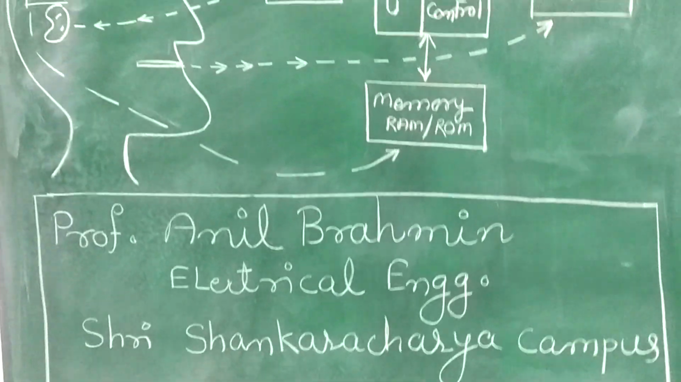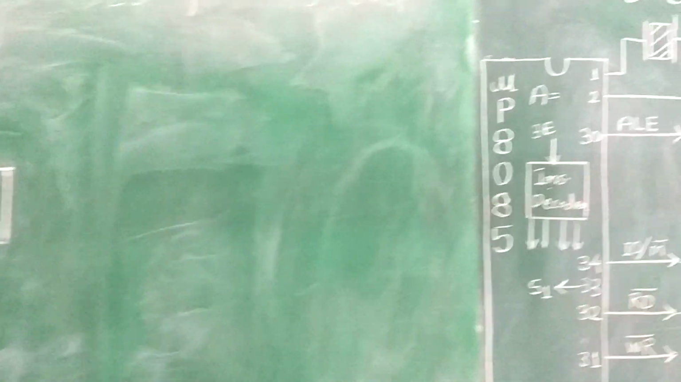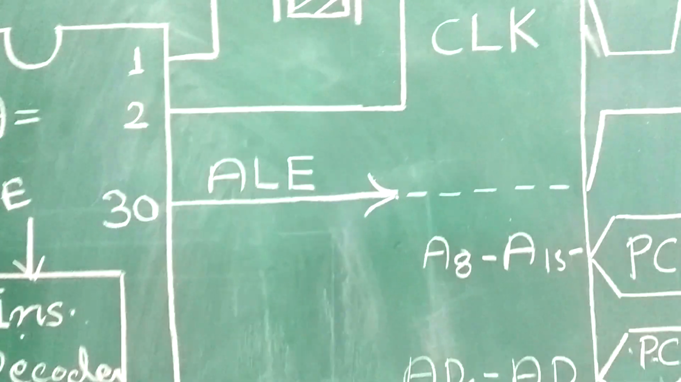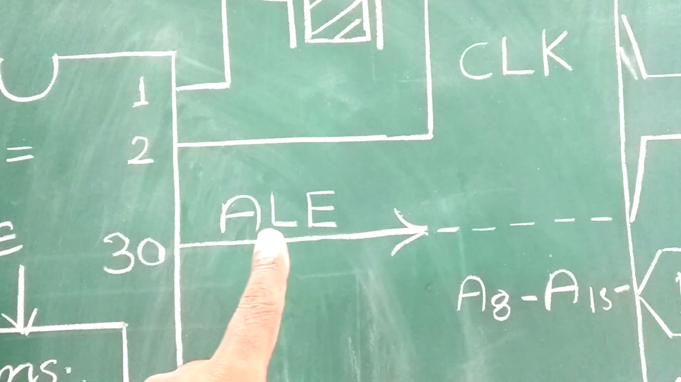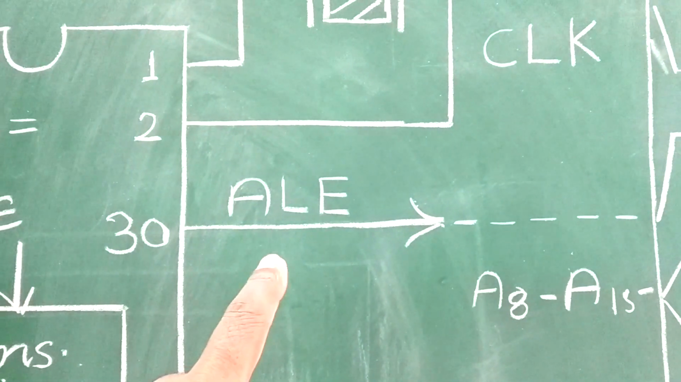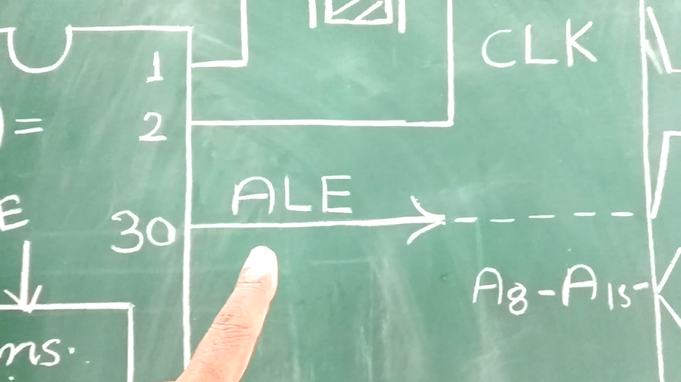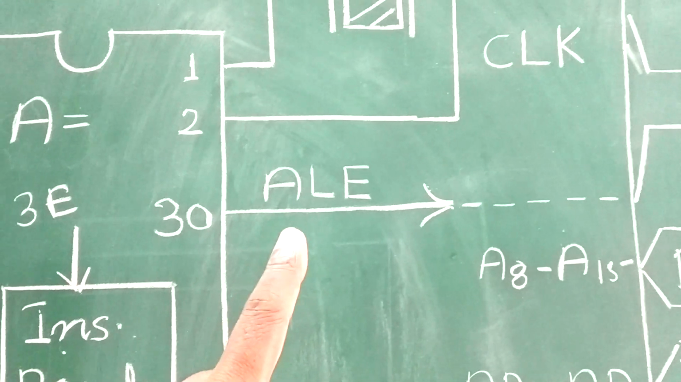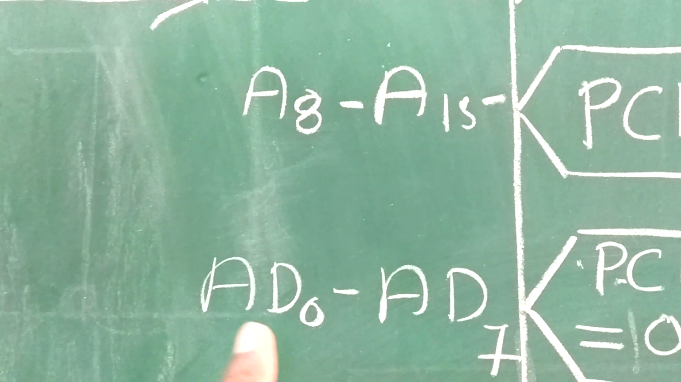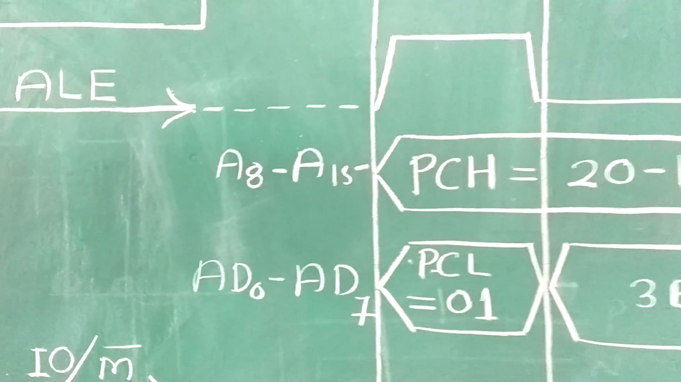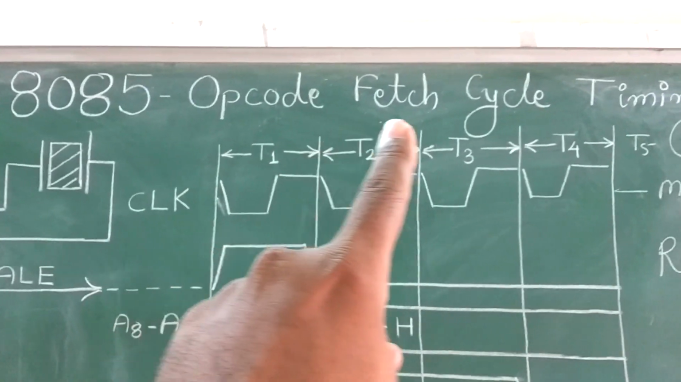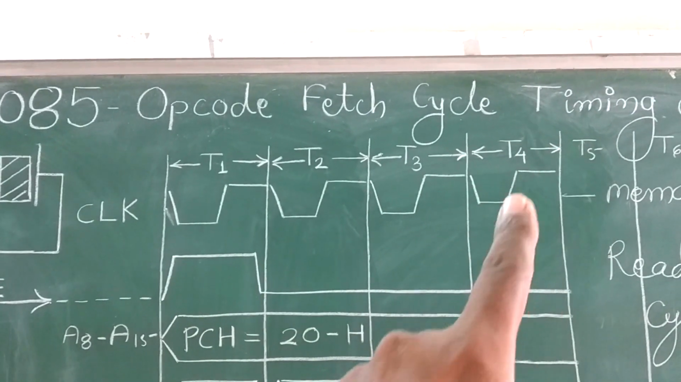Today in today's lecture, we have to concentrate on the basic operation of Address Latch Enable. This basic operation of ALE, as we have already explained, is to separate the address and data buses, particularly the lower order AD0 to AD7 buses. And by keeping in the background the earlier studied opcode fetch cycle timings, we will go ahead.